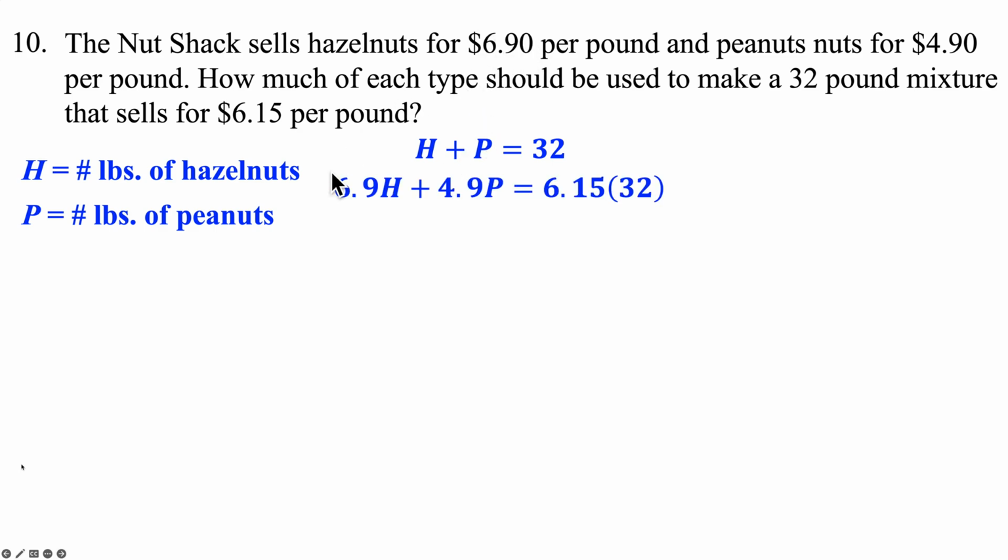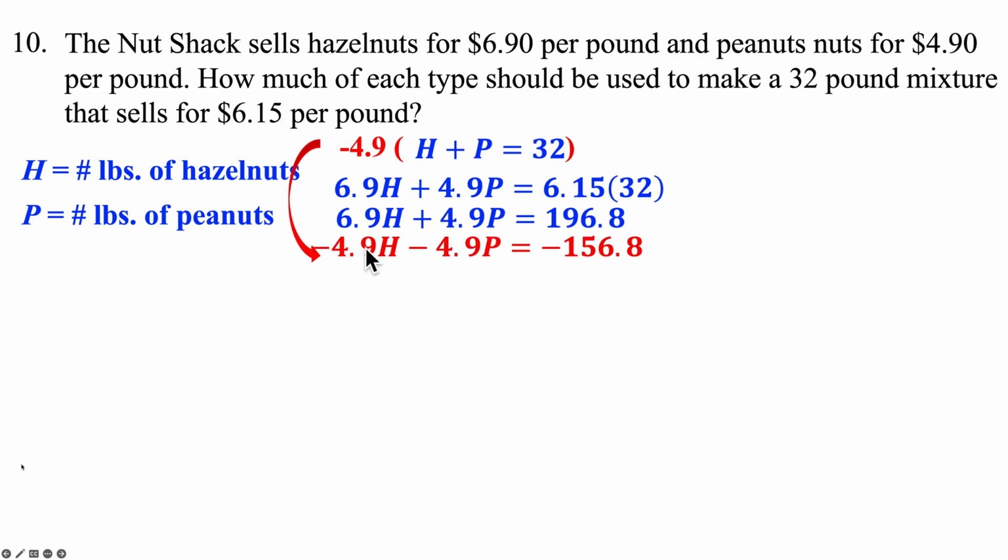690, so 6.9 times my H, 4.9 times my P, and 6.15 times the 32. All right, so 4.9 is the smallest. Plus, we need to multiply that out, so that's 196.8. Negative 4.9 gets multiplied to the first equation. That's the smallest coefficient. Move it on down below. Negative 4.9h minus 4.9p equals a negative 156.8. Get your calculators out for those multiplications.